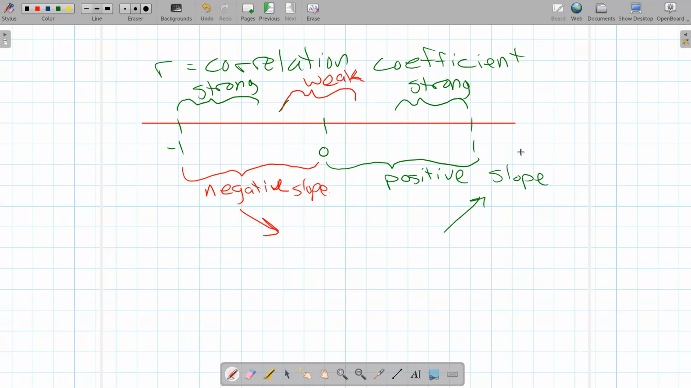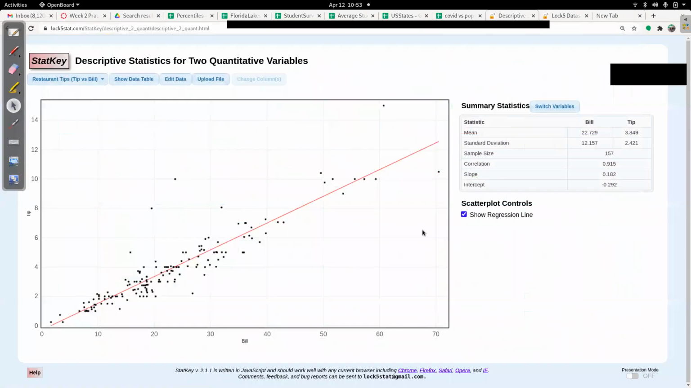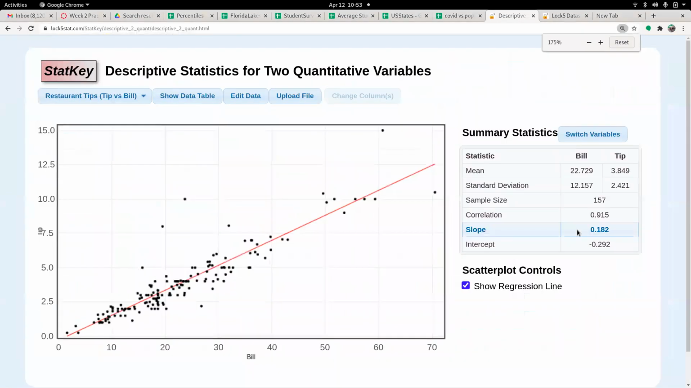So correlation, when we talk about it, is either strong or weak. The points are kind of tightly packed around the line, or they're kind of cloudy around the line. And then it's either going uphill or downhill, positive slope or negative slope. So those are the things R tells us. So let's look at some of the values of R from StatKey on this data. So here we can see the correlation. Let's blow that up a little bit. There we go.